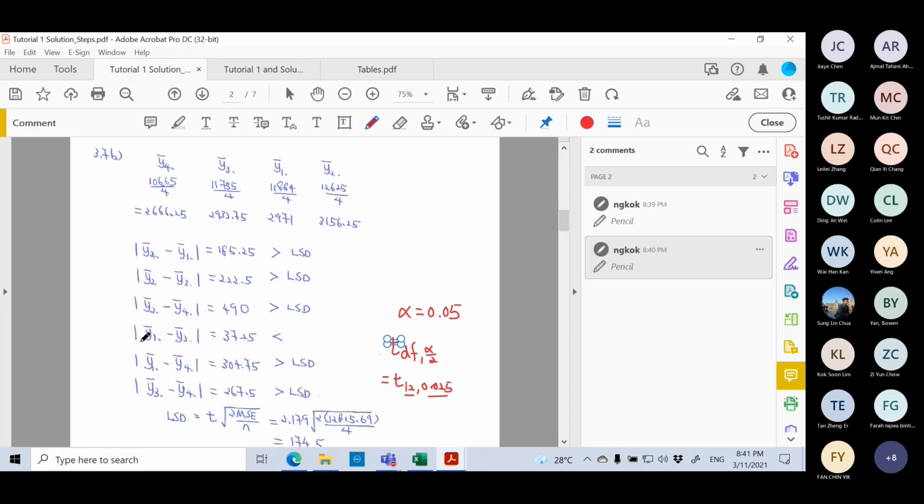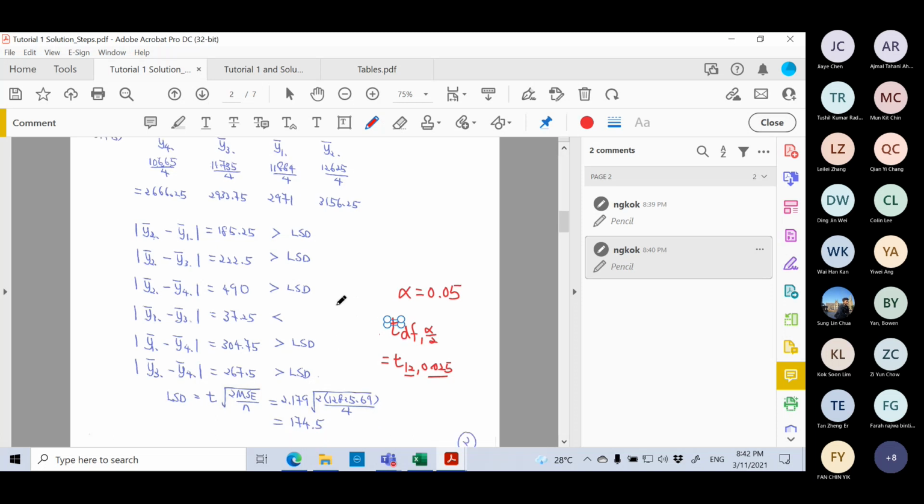Okay, only one pair of them is no different. It's the 1 and the 3. So this one is how I calculate.